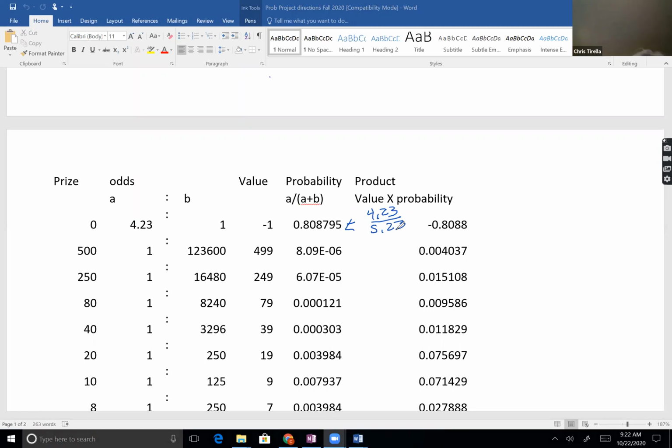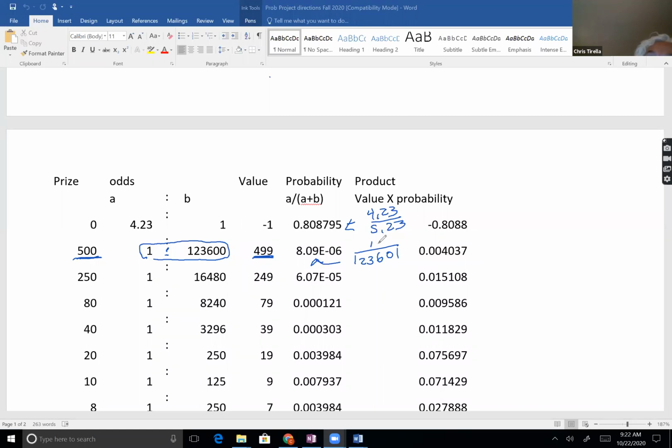Next one, the prize is $500, so the value is $4.99. If the odds is this number, the colon's supposed to be in between them. The probability is 1 over the total of those, which would be 1, 2, 3, 6, 0, 1. And that's where this crazy decimal comes from.